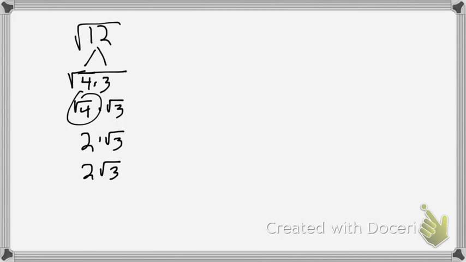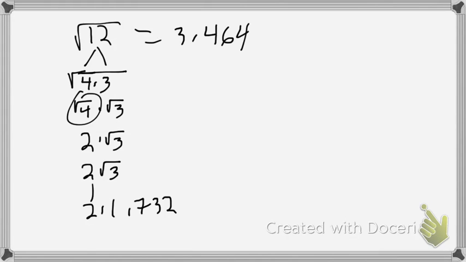Why is this important? Because now I can simplify that even more now that I have a whole number on the outside. And watch, even if I put this into a calculator, it works. If I hit the square root of 12 on my calculator, I'm going to get 3.464. Now, the square root of 4 on my calculator is 2. That's a shocker. And the square root of 3 is 1.732, etc., etc.